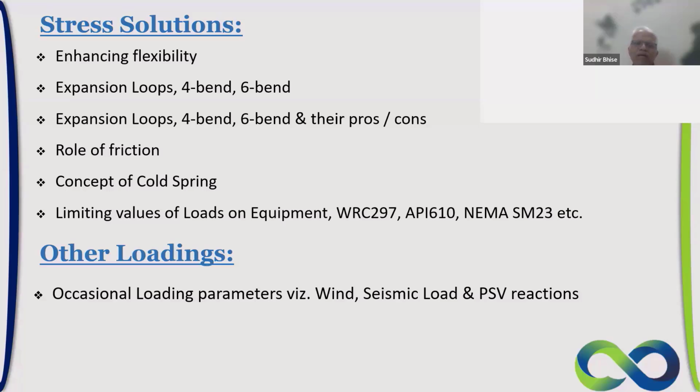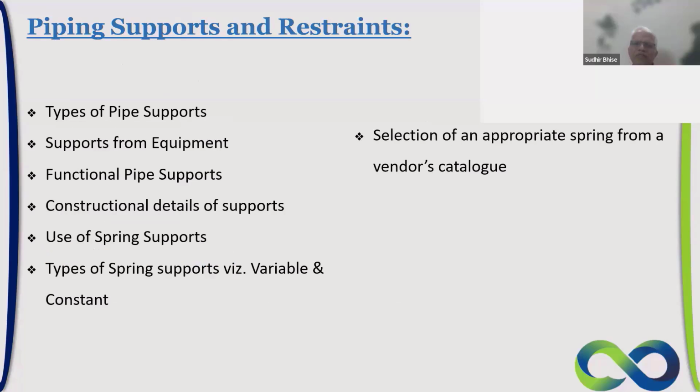So how to achieve a balance between those two requirements, and how to make the system safe for temperature as well as for loading such as occasional loading such as seismic and wind. Okay, good. Next, we are going to study in depth the piping supports and the restraints.